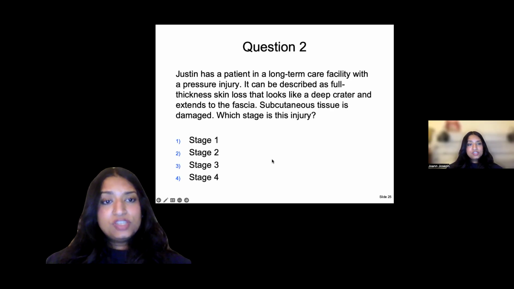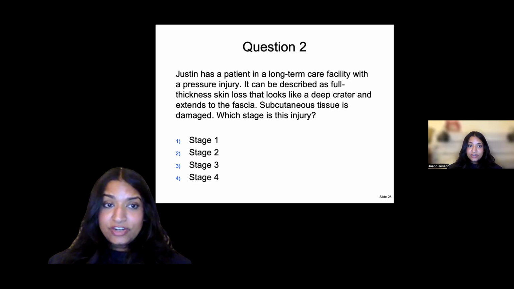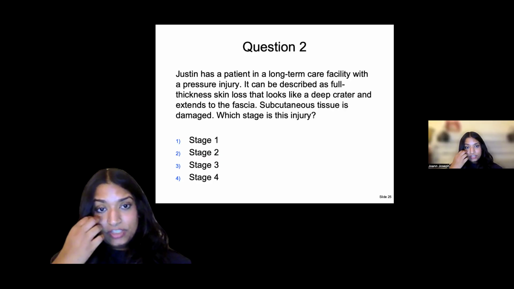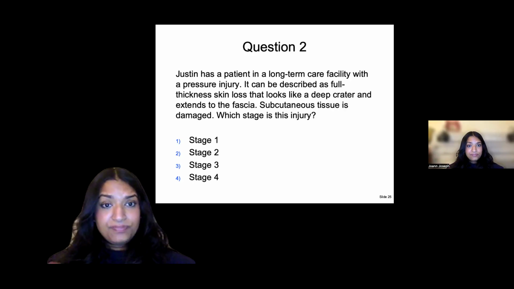So number two, Justin has a patient in a long-term care facility with a pressure injury. It can be described as full thickness skin loss that looks like a deep crater and extends to the fascia. Subcutaneous tissue is damaged. Which stage is this? So I would pause right here. You guys do need to know the different stages of pressure ulcers. You need to be able to identify them.